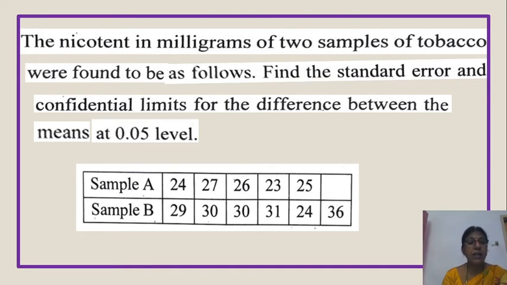This is the alpha value. For sample A: 24, 27, 26, 23, 25. Okay, find the standard error. Sample B has these values: 29, 30, 30, 31, 24 and 36.